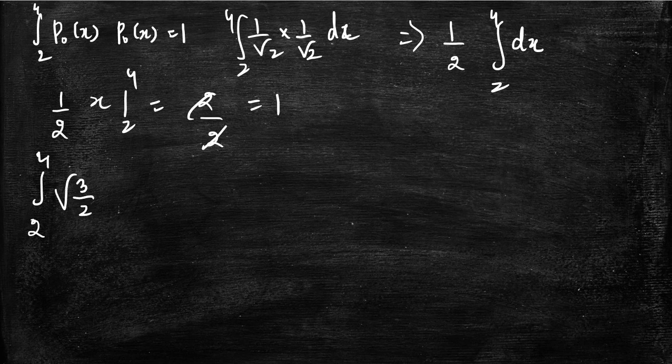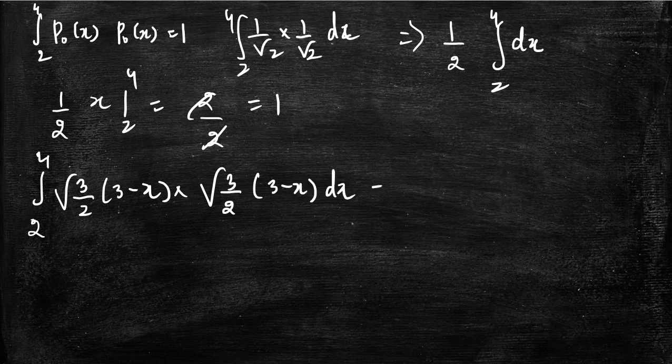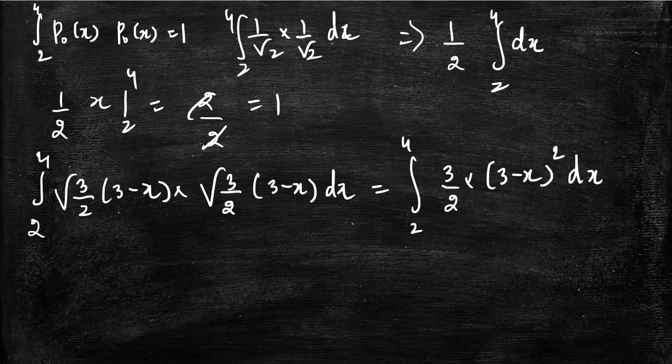Let us see if P1 of x and P1 of x satisfies, which is the integral from 2 to 4 of root 3 by 2 into (3 minus x), again into root 3 by 2 into (3 minus x) dx, which will be equal to the integral from 2 to 4 of 3 by 2 into (3 minus x) the whole square dx. Okay, so I am going to use a minus b the whole square.